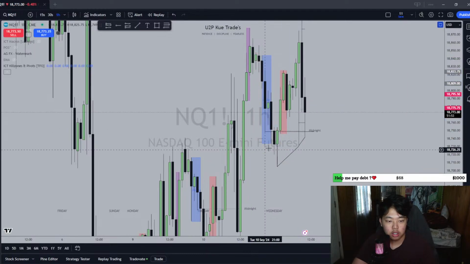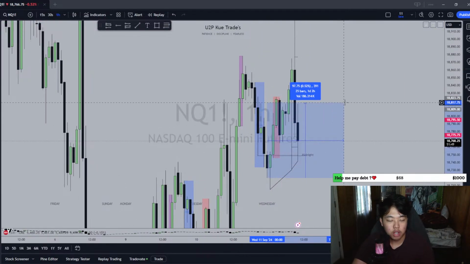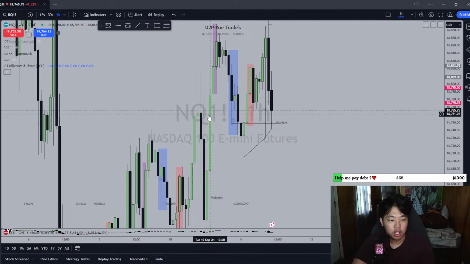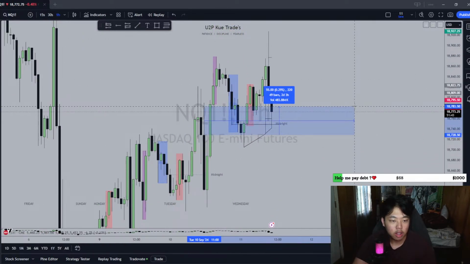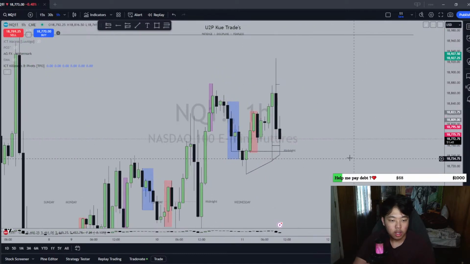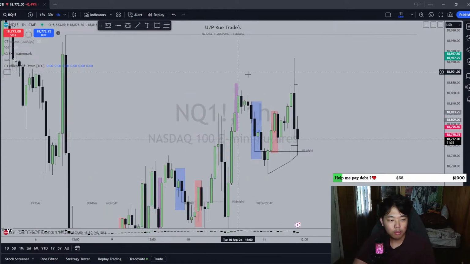Asia displace. We swept out the Asia low. We came back up, changed the state of delivery. Also tapped the discounted PD array here. Also a discounted PD array, and we have SMT at these lows between ES and Q. So that's why I'm pretty bullish.